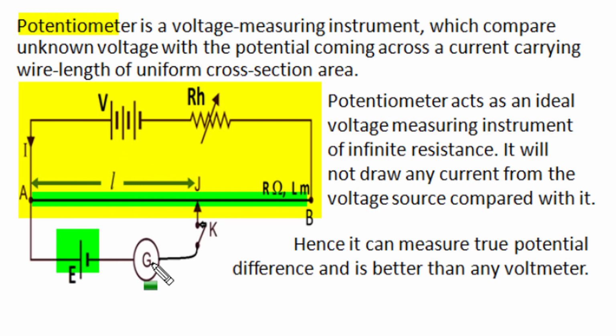During measurement, at the time of balance, this galvanometer indicates zero reading, so this type of voltage measuring instrument won't draw any current from the measured circuit during comparison. So we say the potentiometer acts like an ideal voltmeter of infinite resistance, which won't draw any current from the measured circuit. So it can measure the true potential difference without any loading error. So it is better than any voltmeter in that respect.